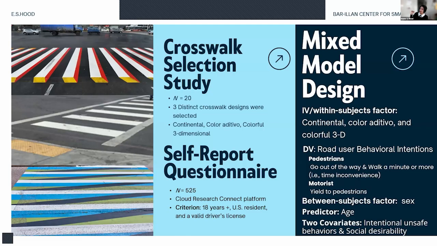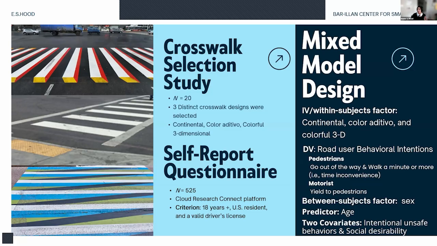So we did a crosswalk selection study, and we had about 20 graduate students participate in that. I think they were shown over like 100 crosswalk designs to see which crosswalks were distinguishable, so they were different in design. And we chose the 3 that you're looking at, which is the red, white, and blue 3-dimensional, a continental for control, and then the color additivo.